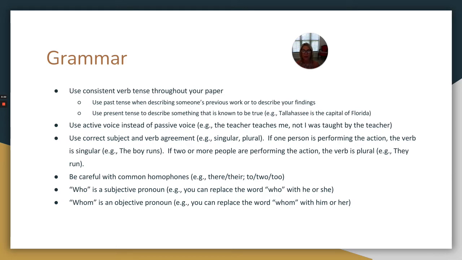You're going to use past tense when you're describing someone's previous work or when you describe what you found in your own research. Present tense is going to be used to describe something that is known to be true, like Tallahassee is the capital of Florida. Be sure that you use active voice instead of passive voice. An example of that, you would say, the teacher teaches me, not I was taught by the teacher.